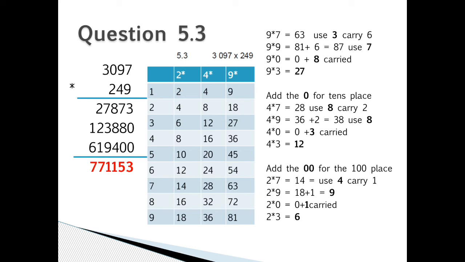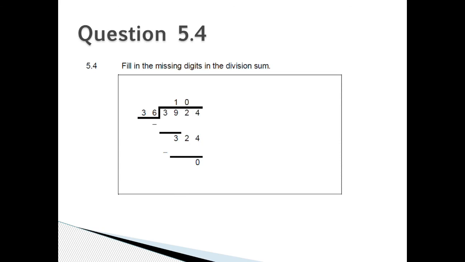2 times 7 is 14. You use the 4, carry the 1. 2 times 9 is equal to 18, plus the 1 you carried gives you 19. 2 times 0 is equal to 0, plus the 1 that was carried. That will put down the 1. Then 2 times 3 is equal to 6. So you'll have 619,400. Adding all of these together, you will get 771,153.